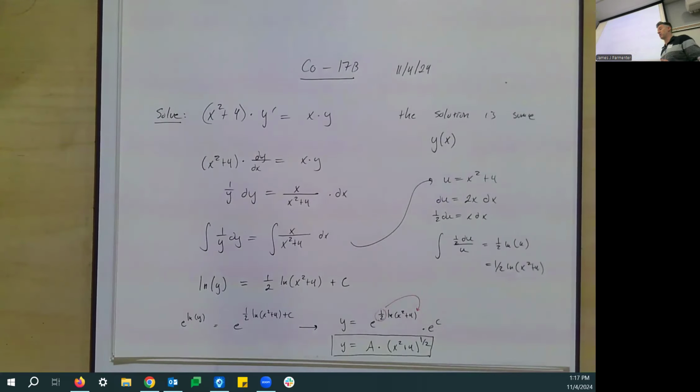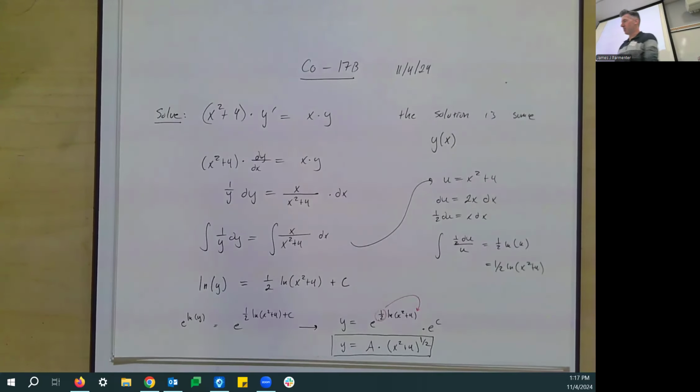Correct. Some people just replace it with C. For some reason, capital A feels like it should be what I like to call it, but anything you like is fine. But typically, it's just a new constant. If we add a constant to a constant, we just call it a new constant. So we're trying not to write more than we need to.